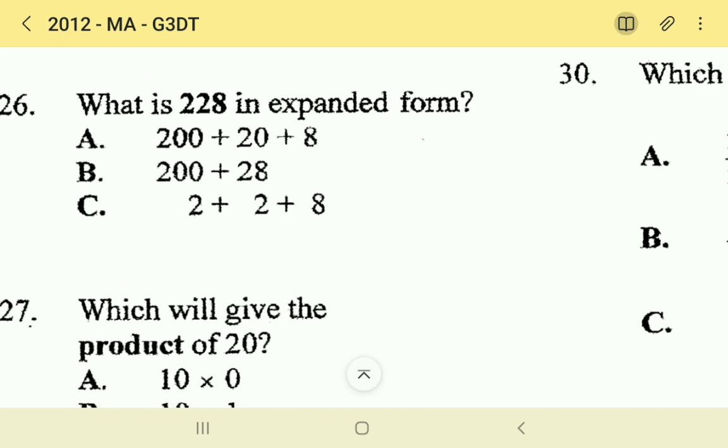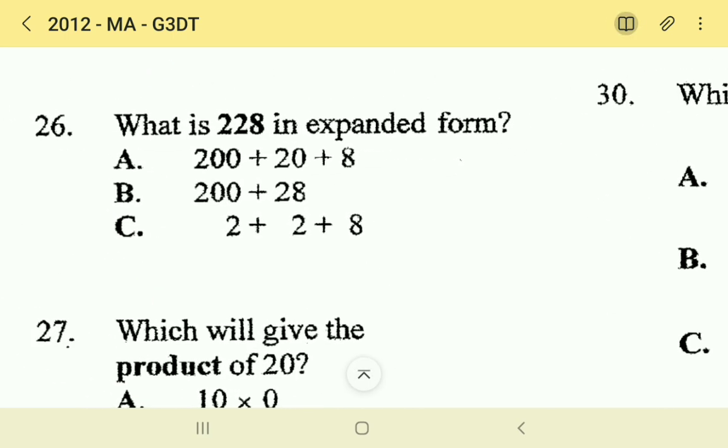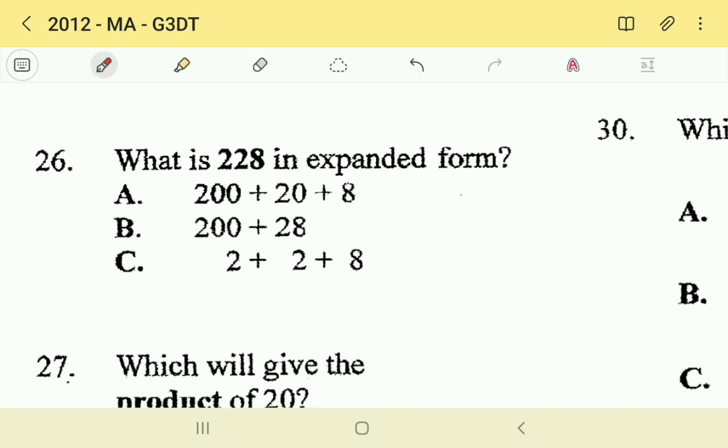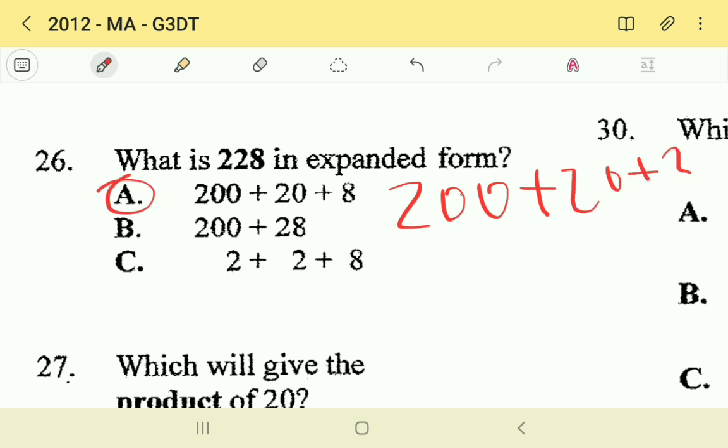Moving on to 26. What is 222 in expanded form? In other words, it's 200 plus 20 plus 2. And that is A.